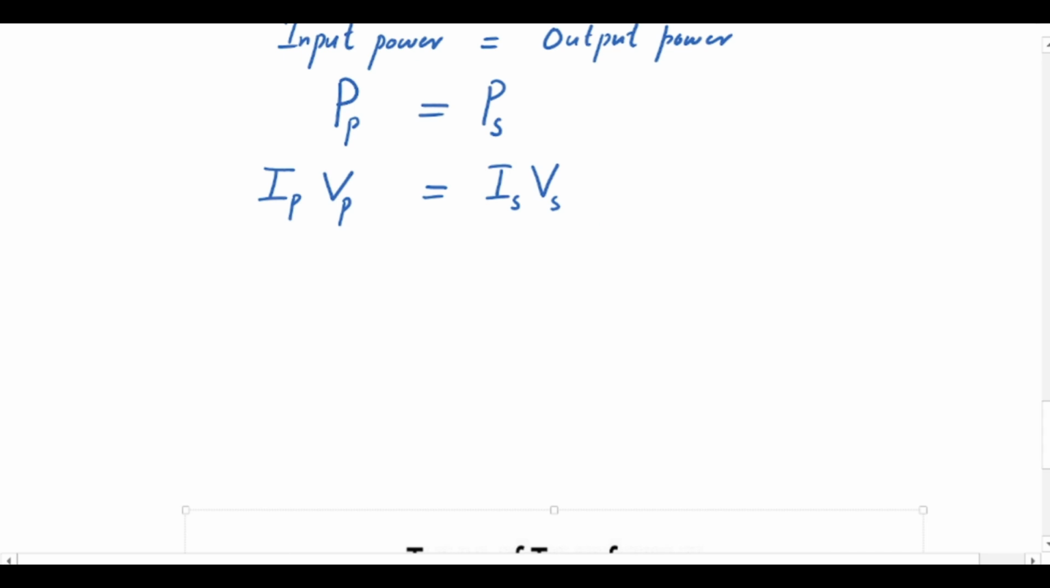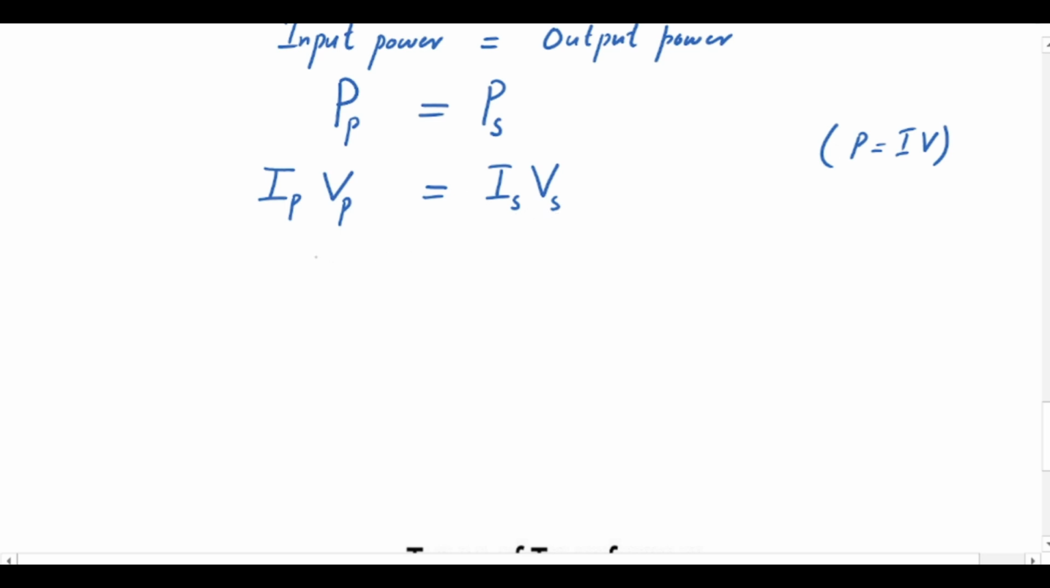So for the ideal transformer, we are just dealing with the ideal transformer. In an ideal transformer, the input power is equal to the output power. Input power is given to the primary and output is taken across the secondary. For power we use the symbol P, and the formula for power is P = IV. There are many formulas, but we are using IV here. For the primary we use P in the subscript, and for the secondary we use S in the subscript.